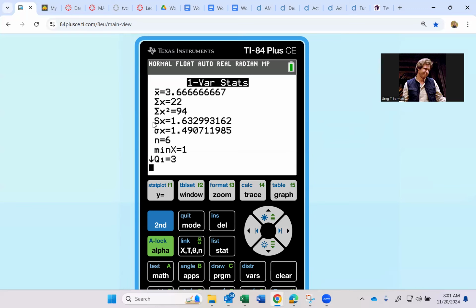This one right here, the SX, is the standard deviation of our sample. That's just a measure of how spread out the numbers are. The more spread out they are, the bigger that's going to be. The second one is the standard deviation, not of the sample, but of the population. Again, we're not getting into that. N equals 6 just tells us how many numbers we put in there. So we put in 6 numbers in list 1.